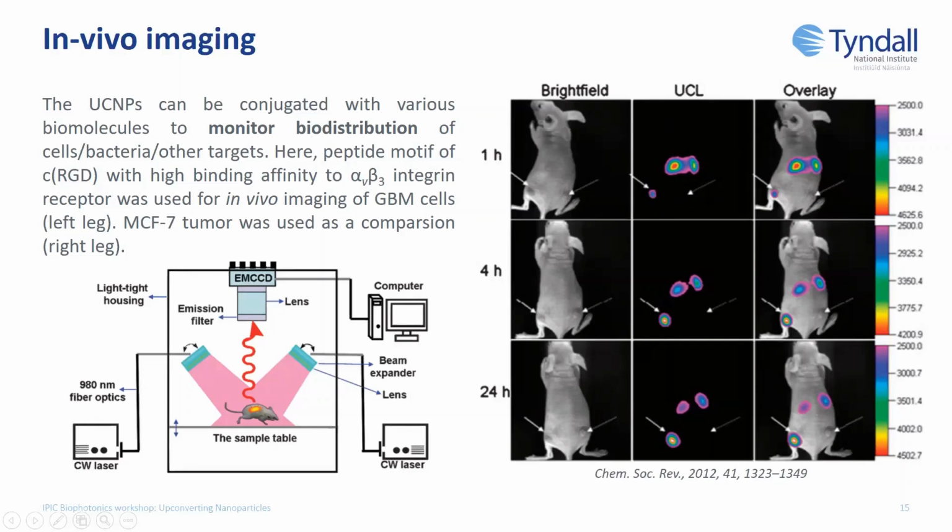And then after 4 hours, the accumulation was actually increased within the tumor site and decreased within the liver and spleen. And then after 24 hours, we can see that the upconverted nanoparticles were still within the tumor, and to a lesser degree within the liver and spleen. So this is just one of the examples how we could use upconverted nanoparticles to, for example, monitor tumors or other cells or bacteria in vivo by modifying their surface and trying to tag the cells of interest.